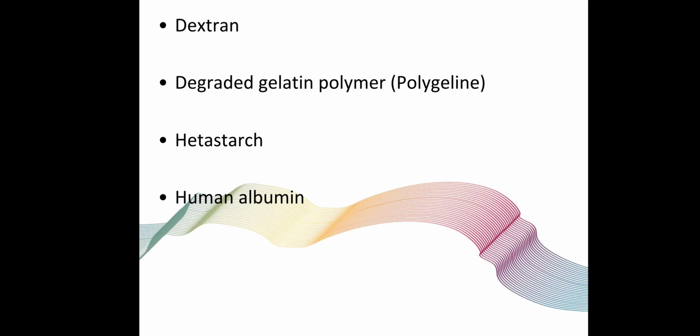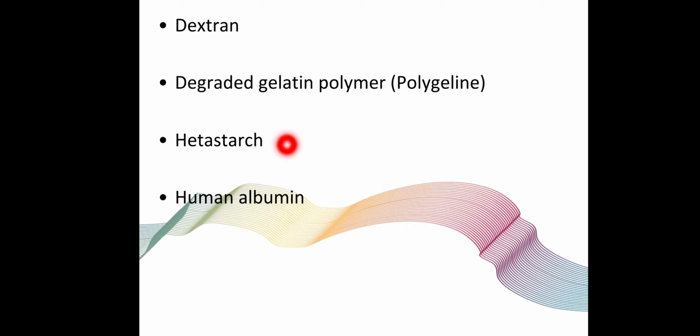So these are the agents which are used as plasma expanders: dextran, polygelin, hetastarch, human albumin, right. There are some differences amongst these. For dextrans, there are two types, dextran 70 and dextran 40. The basic thing is that it can interfere with coagulation and platelet function, otherwise it is cheaper. Polygelin is non-antigenic, it does not interfere with grouping and cross matching, so it can be used.